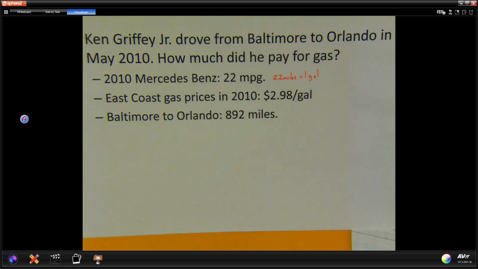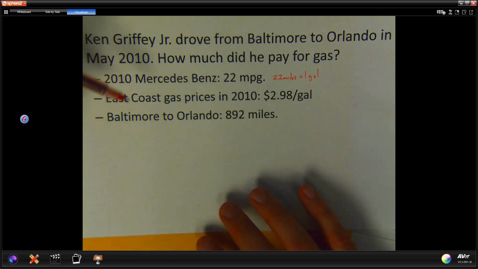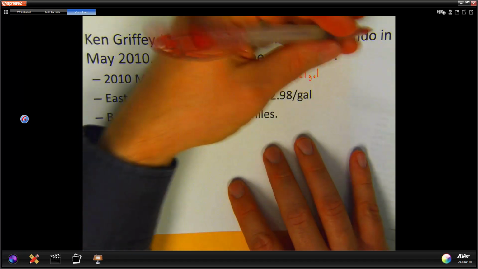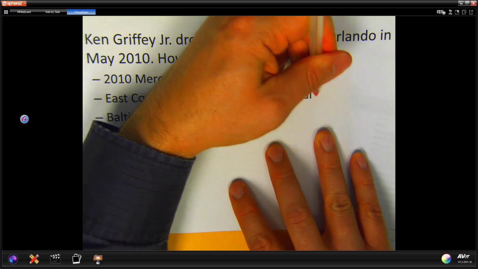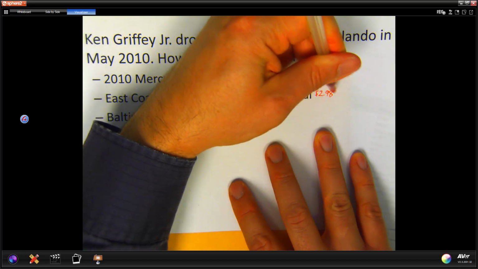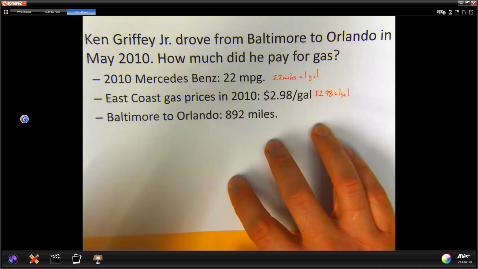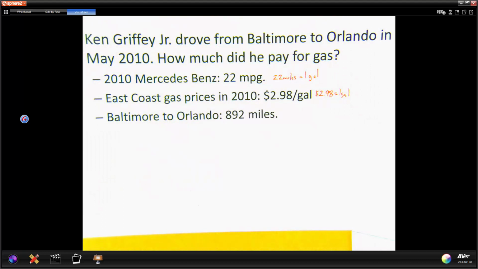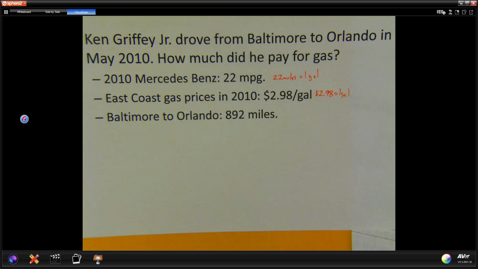Okay, so the next line here, East Coast gas price in 2010, $2.98 a gallon. I'm going to, again, write it the same way, $2.98 equals 1 gallon. And again, what we're doing, we're writing these as equalities. If we can write it as an equality, that's what we want to do. And then the last line, Baltimore to Orlando, is 892 miles. That one we cannot write as an equality. That is simply a number. That's just a statement. That's our measurement.